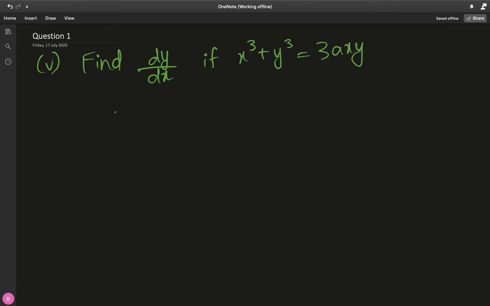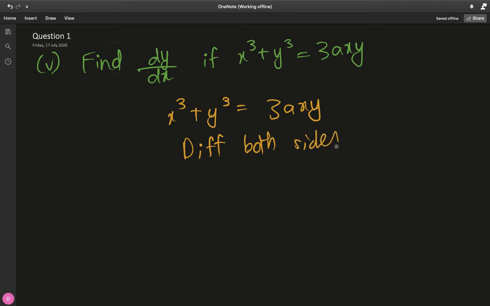So now question 1 subpart 5. We have to find dy over dx if x cubed plus y cubed is equal to 3axy. So it's good old differential calculus. I've made an entire playlist on this. You could probably refer to it if you don't know what I'm talking about. So now what I'm going to do, take this expression and then differentiate both sides with respect to x.